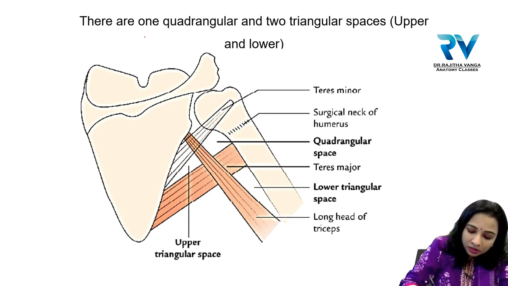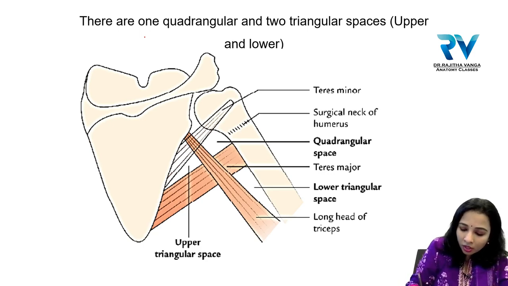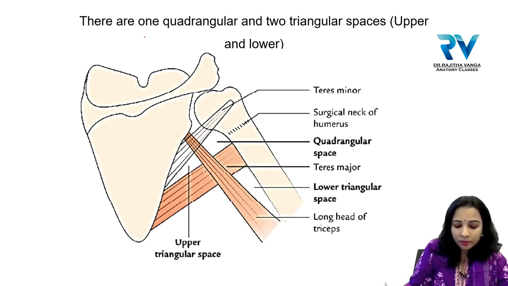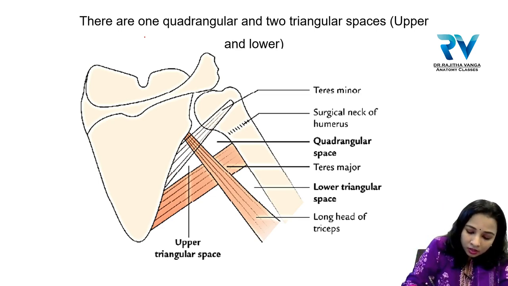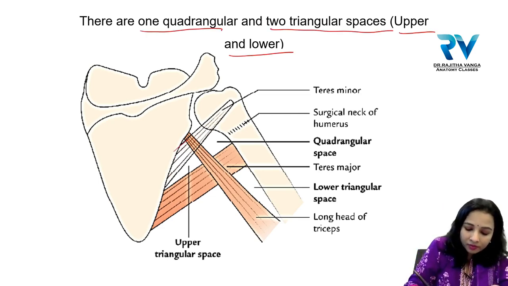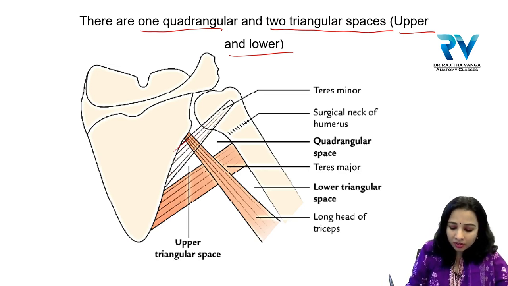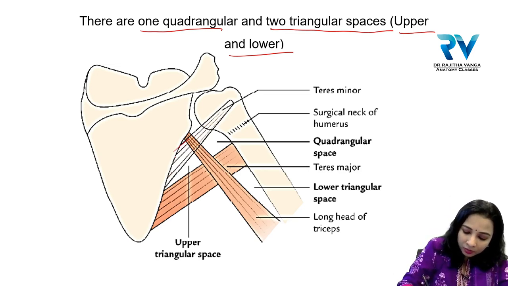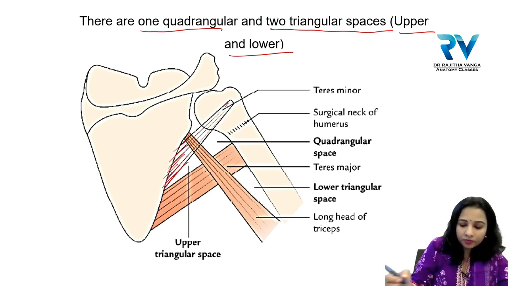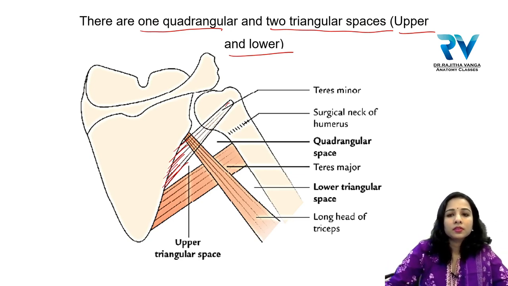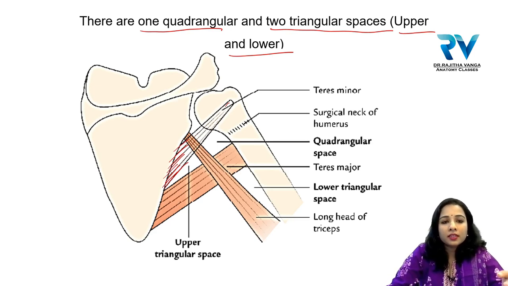So this quadrilateral shaped space is called the quadrangular space. You can see it is quadrilateral in shape. We'll see the boundaries in the further images. This is the lower triangular space, and this one is the upper triangular space. So let's see each space and its contents also.